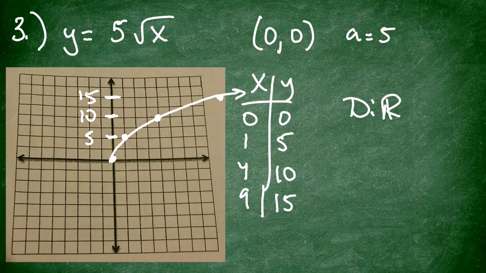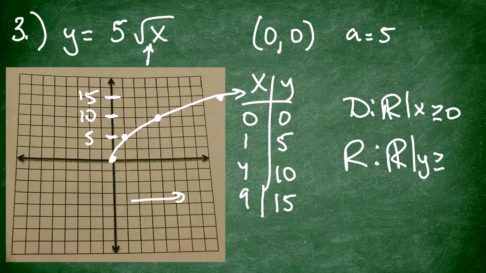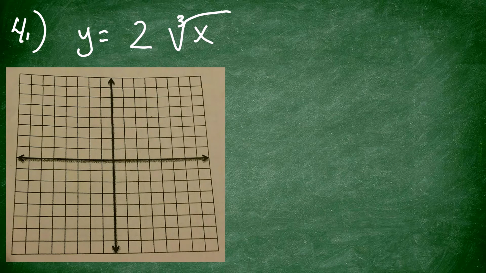Domain, all the reals, such that x is greater than or equal to 0. I could have said that without doing any looking at the graph. I could have said that's positive. That's why it's greater than. Or I can see that it's going to the right. Range, all the reals, such that y is greater than or equal to 0. That's positive. That's another way to know it's greater than or equal to. Or I can see that the graph is going up. All right. So that's it for 8, I mean 3. I don't know why I said 8. That's it. All right. Number 4.